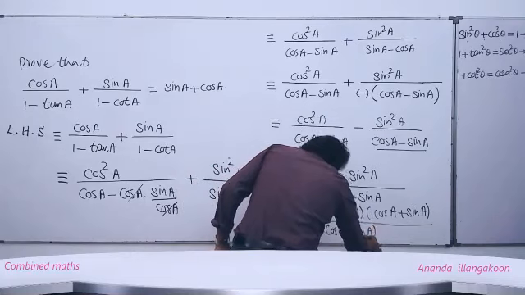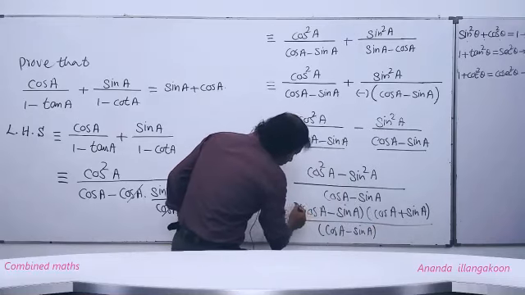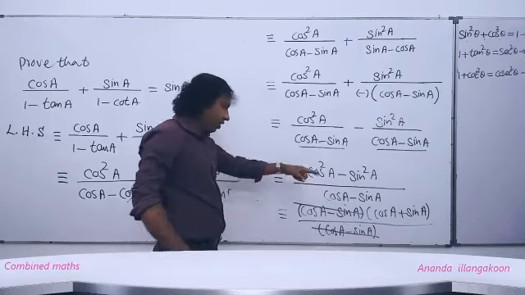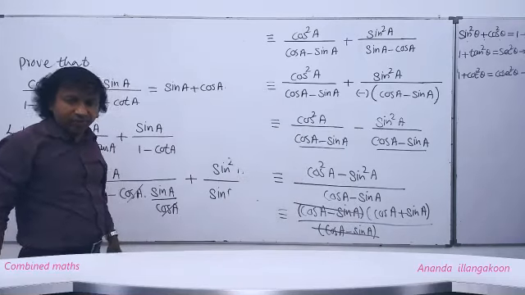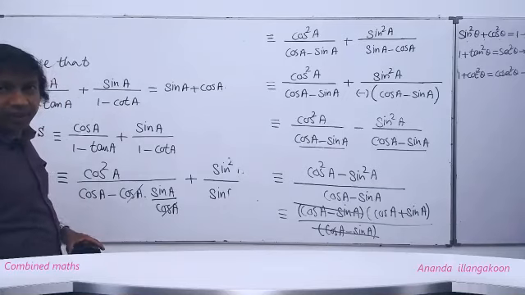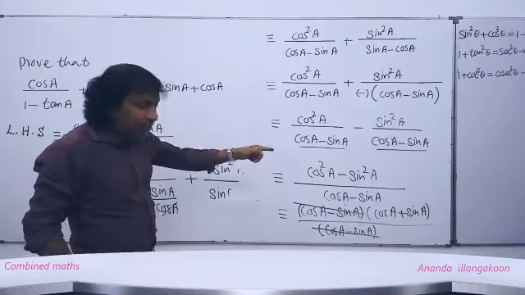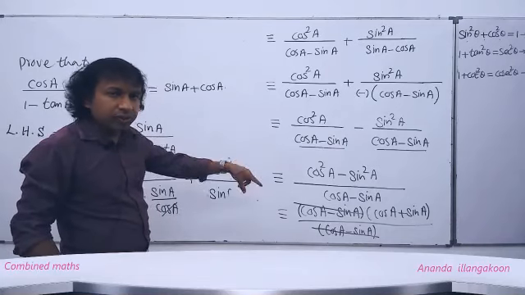Now what can you say, people? This one you can cancel down with this. Then we get what? Cos A plus sine A. Then what is cos A plus sine A? Cos A plus sine A we can write as sine A plus cos A.